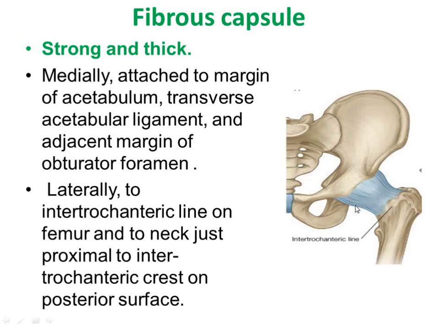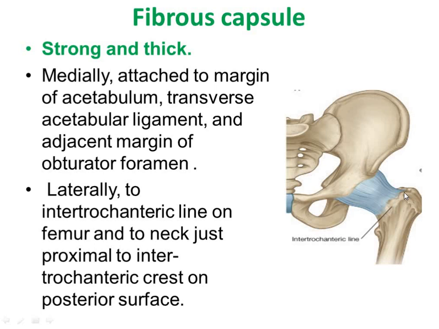That is the lunate surface all around its margin. Inferiorly, it attaches to the transverse acetabular ligament, and around the adjacent margin it comes in close relation with the obturator foramen. So the fibrous capsule is covering all around the margin of the lunate articular surface, the transverse acetabular ligament, and the adjacent margin of the obturator foramen. Laterally, the femoral attachment of this fibrous capsule is onto the intertrochanteric line of the femur.